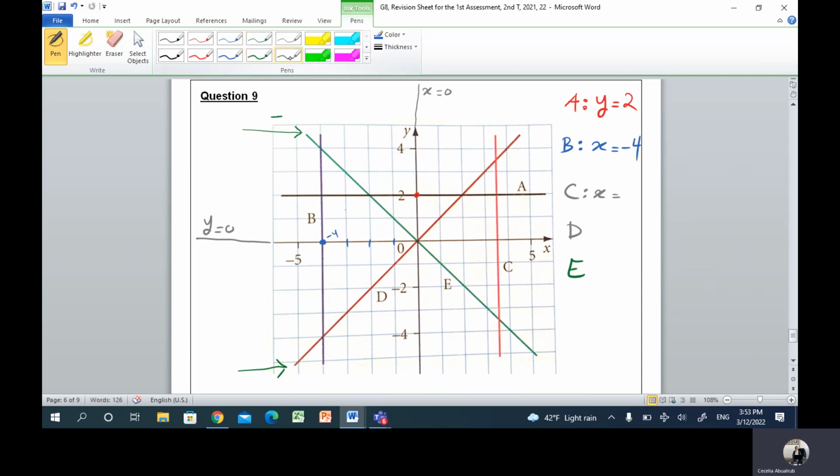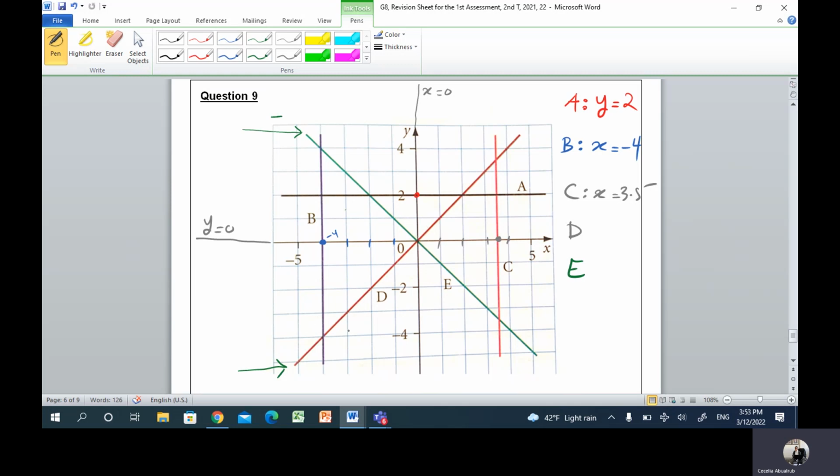So it's passing through -4, so the equation of B is x is equal to -4. And then you ask yourself, C is parallel to the y-axis, so I will start the equation of line C with x is equal to, and then you go and look. C is passing through which number on the x-axis? If we say 1, 2, 3, and this is 4, it's between 3 and 4, so we will give 3.5, for example. So the equation of line C is x is equal to 3.5.